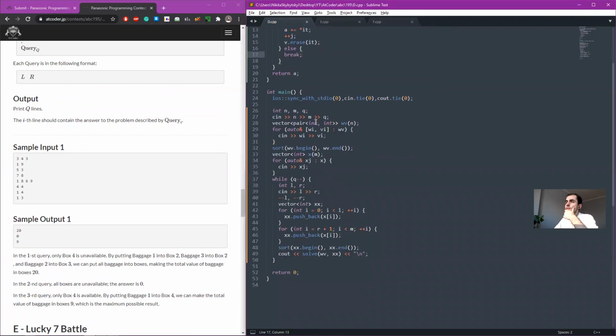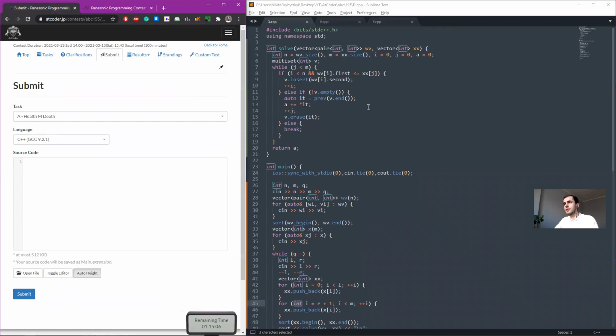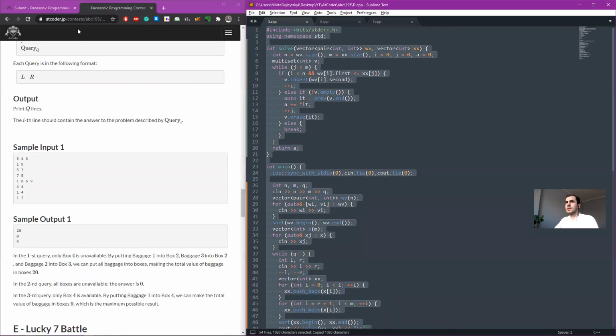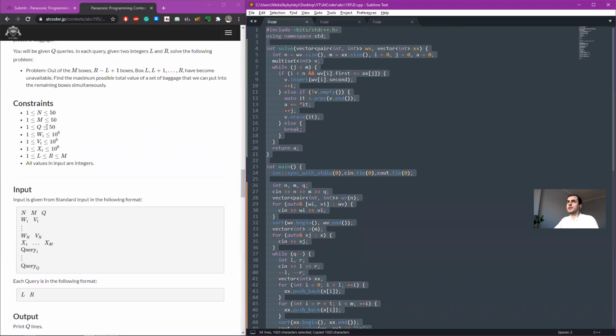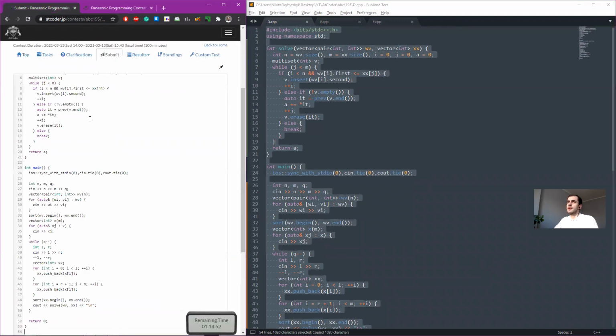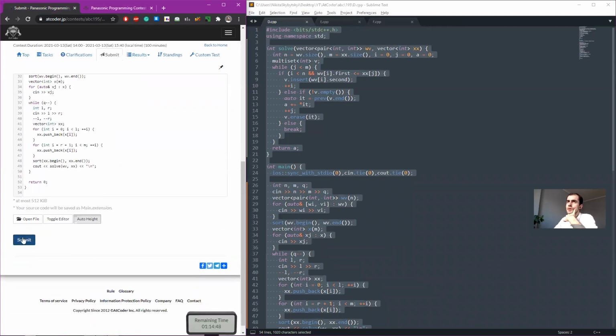Let's see. Everything should be fine legitimately, I think. We just do it greedily for each query, and there are not that many queries. The greedy itself doesn't take much time. Yeah, we should not fail. We should face no problems on this one. Just see how it goes.